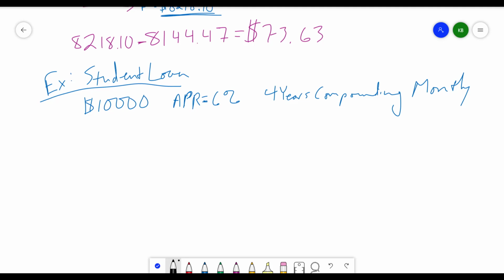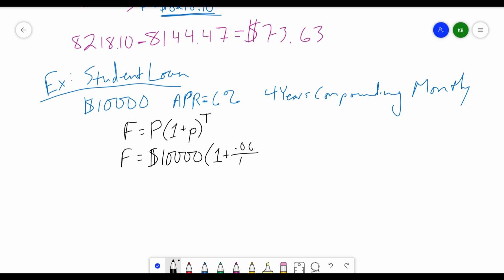Remember, our future value equals our principal times 1 plus our periodic interest rate to the number of times we're going to compound it. So the future value of this loan is going to be $10,000 times 1 plus the periodic interest rate of 0.06 divided by 12, raised to the 4 years that we're going to let it sit there and compounding the 12 months every year.